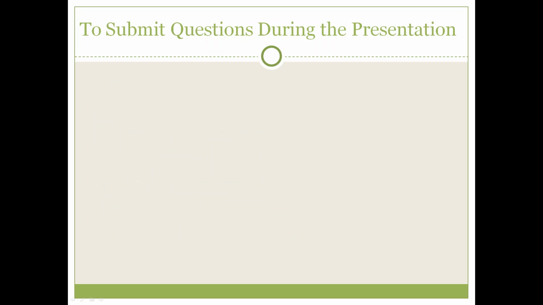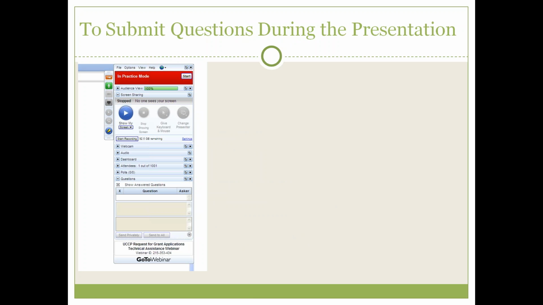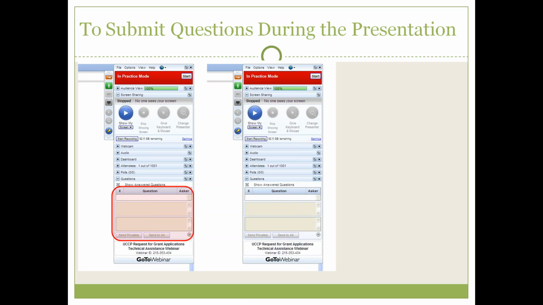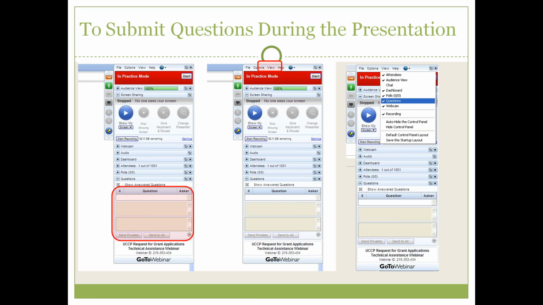To submit questions during our presentation, if you're unfamiliar with using the GoToWebinar program, go to your control panel on the right side of your screen. You'll see the question box there, and you're able to type in questions and submit them that way. If you do not see your question box, go to the View portion at the top of your control panel. When you click View, you should be able to choose the Questions tab. When that question mark is checked, then hopefully that question box will appear so that you can type in questions.